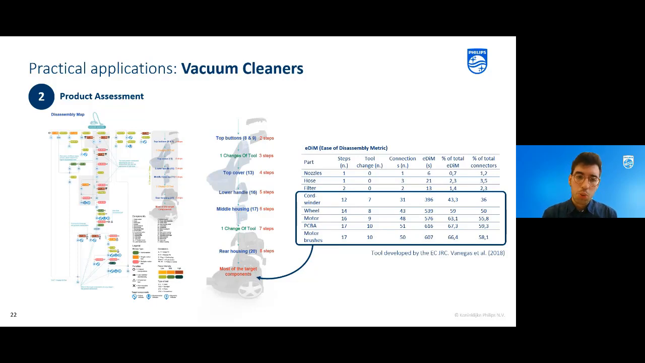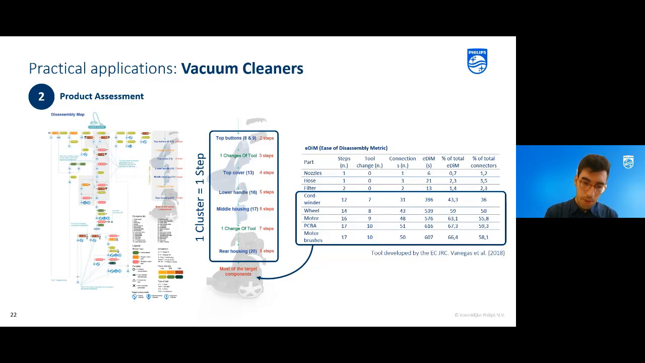By using these two tools, what we saw is that most of the priority parts that here you see, they are indicated as target components, were actually located very deep in the product architecture. You had to disassemble a lot of plastic parts, plastic layers in a sequential way before reaching those priority parts, leading to a very unoptimized design.